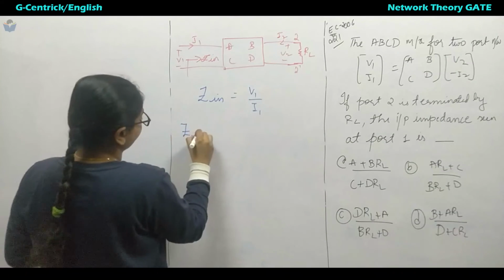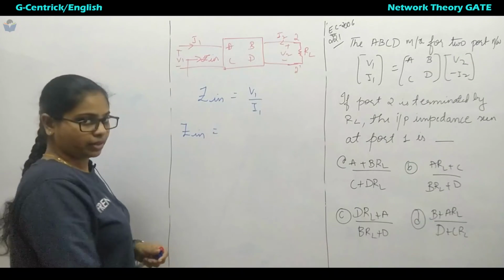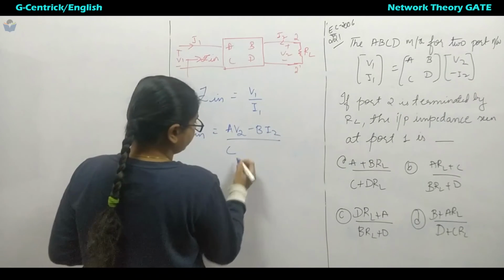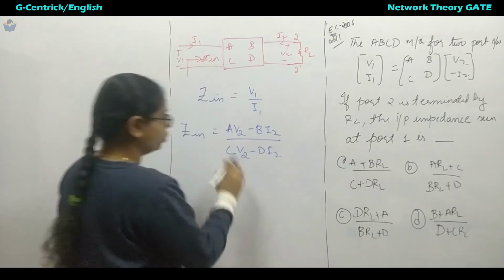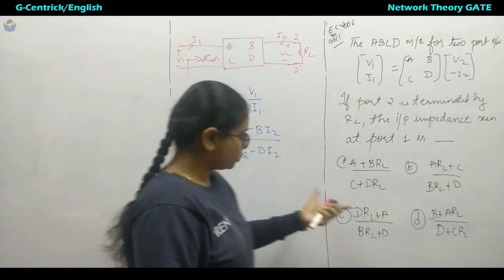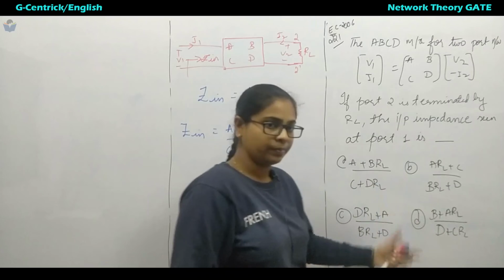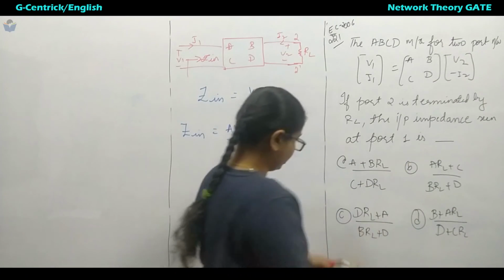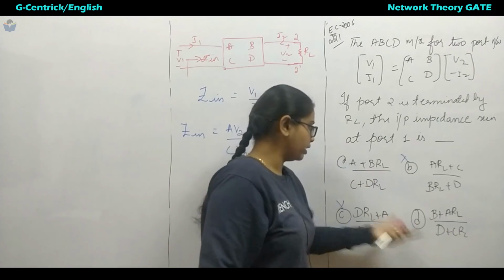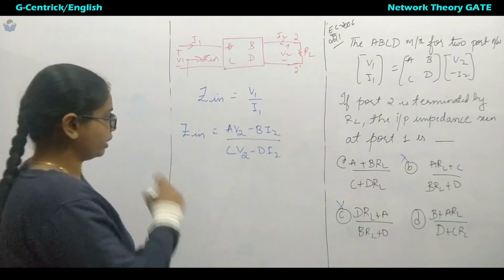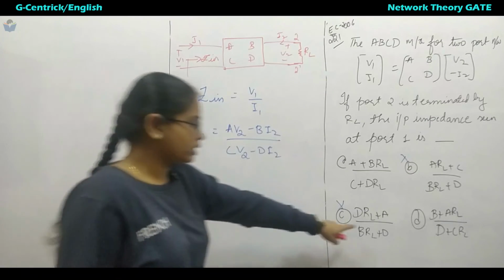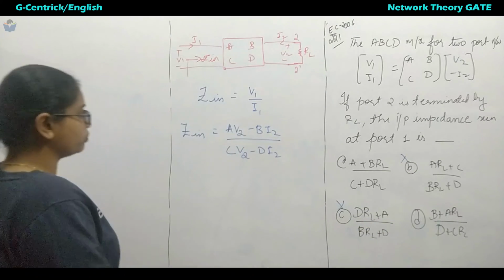Okay, so now this Z in can be written as, we know the equations for V1 and I1, that is nothing but AV2 minus BI2 divided by CV2 minus DI2. So we have got A, B, C and D. AB is in the numerator, CD is in the denominator. Okay, so in these options also we have got terms of ABCD parameters itself. So here this cannot be the possible answer, and this cannot be the possible answer. So we have to find it in A and D. Okay, so how do we find this one now? We have to eliminate everything, right? So it is only in terms of ABCD and in terms of RL.